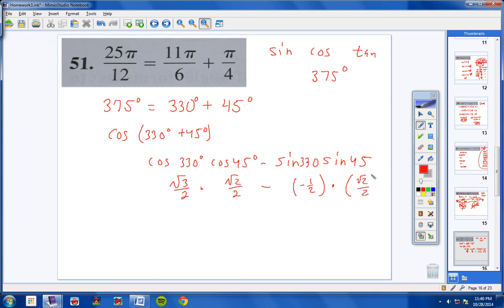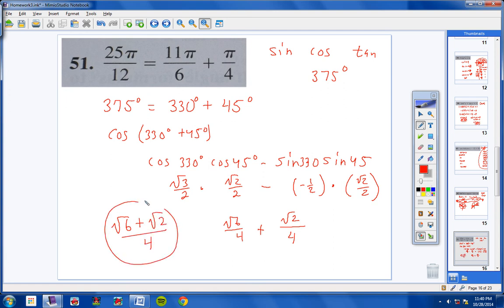And here we go. Alright, multiply these together, we get square root of 6 over 4. Negative times a negative is positive, times a positive is positive. And 1 times square root of 2 is square root of 2. And 2 times 2 is 4. So your final answer would be square root of 6 plus square root of 2 all over 4. Okay? Alright, moving on to tangent.